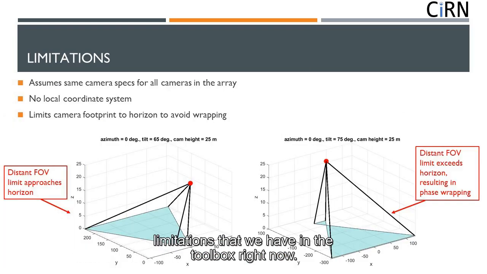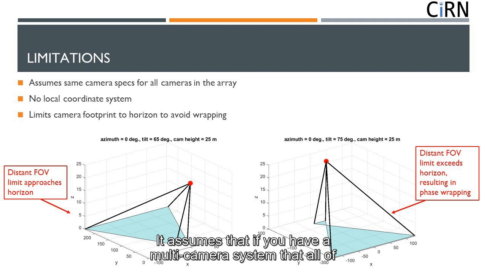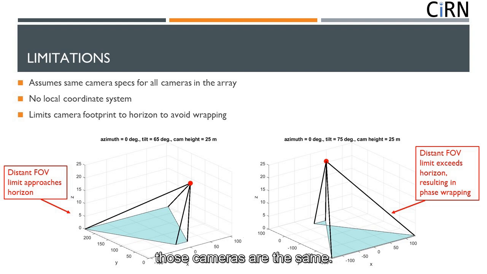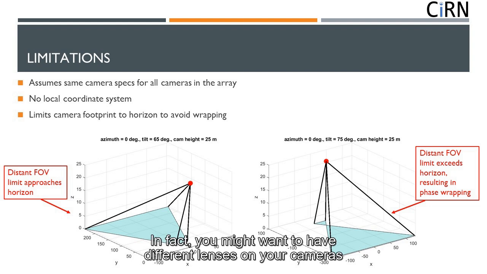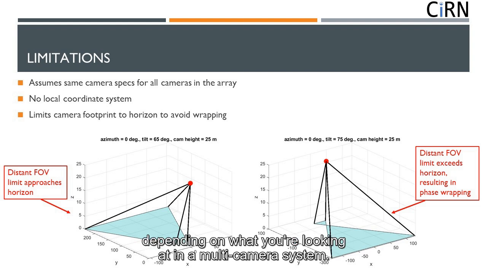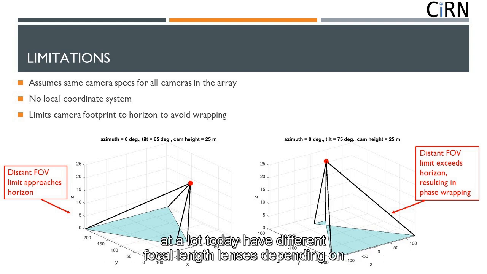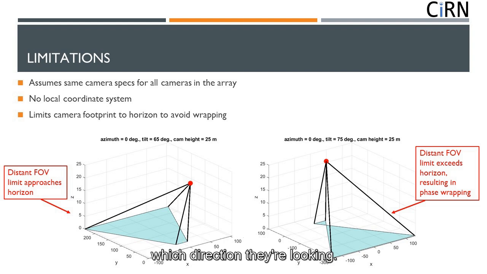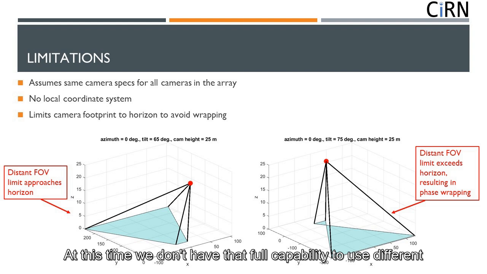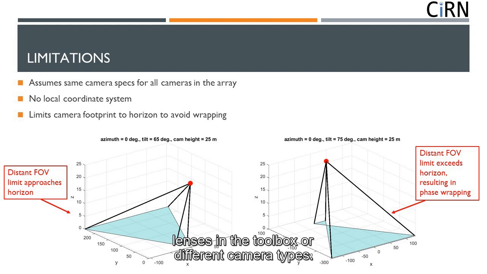A couple of limitations that we have in the toolbox right now. It assumes that if you have a multi-camera system, all of those cameras are the same. In fact, you might want to have different lenses on your cameras depending on what you're looking at in a multi-camera system. For example, the FRF cameras that we've been looking at a lot today have different focal length lenses depending on which direction they're looking. At this time, we don't have the full capability to use different lenses or different camera types in the toolbox.